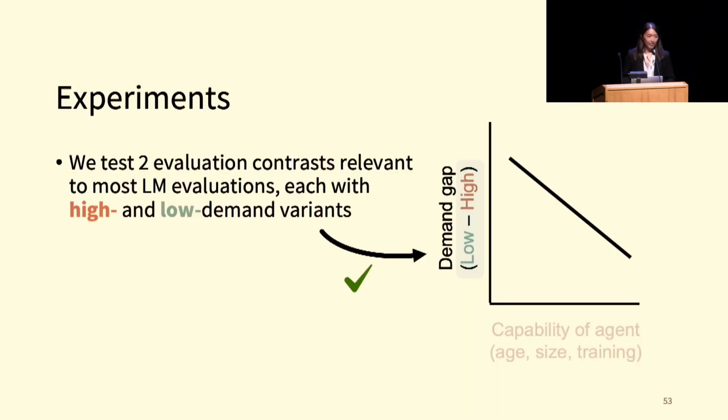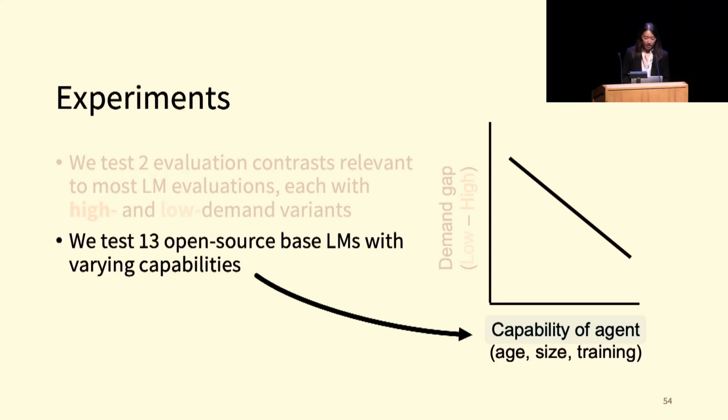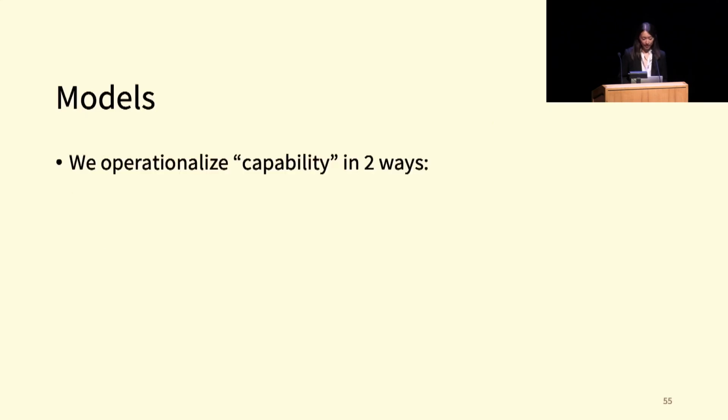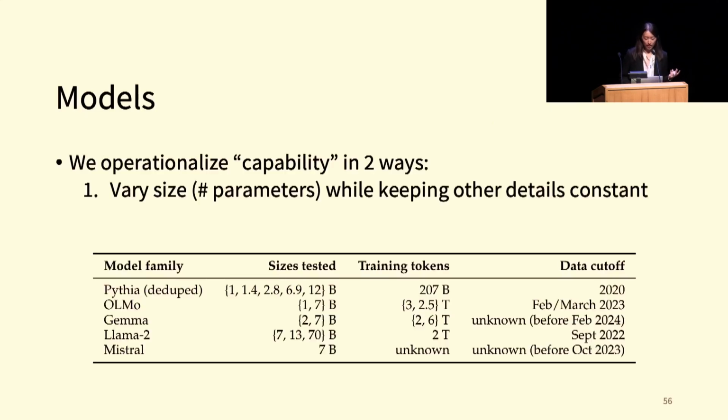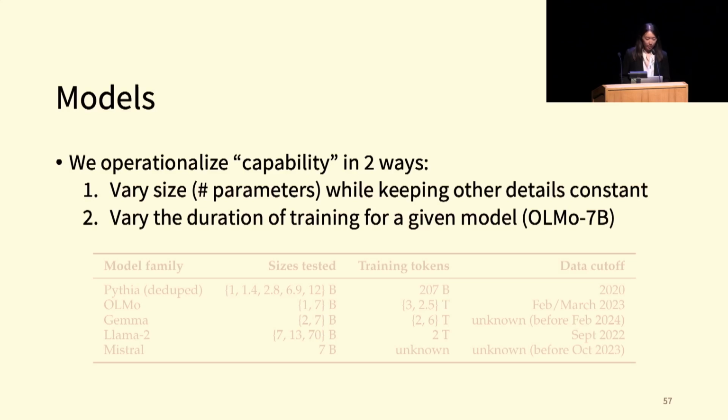Okay, so now we've talked about the evaluation contrasts, and now let's talk about the other part of our predicted pattern, which involves the capability of the agent being tested. We investigate this by testing 13 open source language models with varying capabilities. As I mentioned earlier, we operationalize the idea of capacity in two different ways. First, we vary the size, or the number of parameters, while keeping other details constant. So we have different sizes within different open source model families. And then we also vary the duration of training. So we look at 10 intermediate checkpoints of a 7B parameter OLMo model.